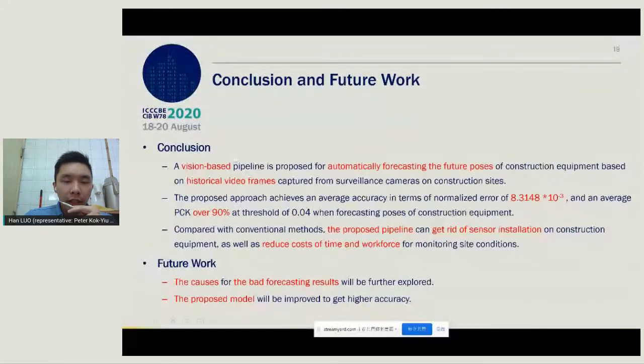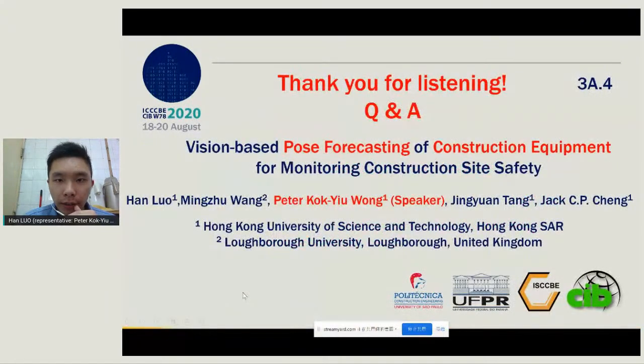To conclude, we utilize computer vision to forecast the pose of equipment in the future, and we achieve quite good accuracy based on the evaluation metrics. For future work, we'll analyze the causes of the fluctuation, and we hopefully can propose a better model. Thank you all for listening, for your time.